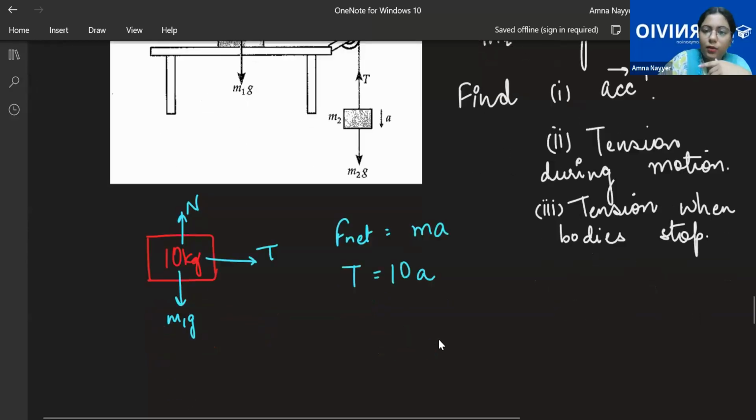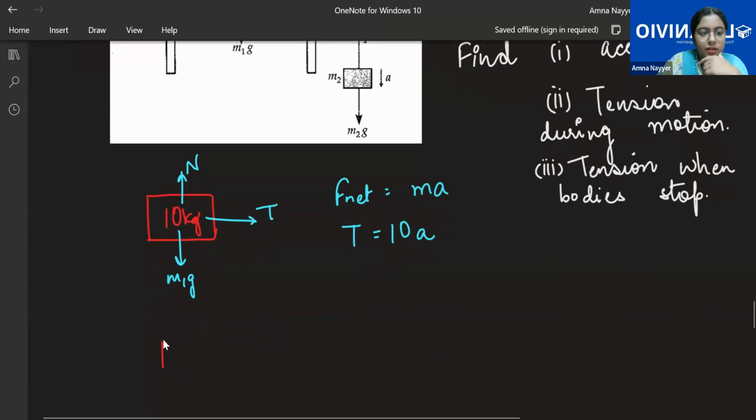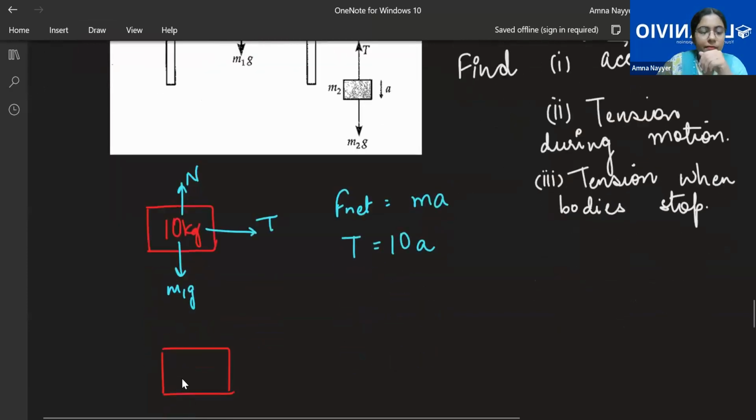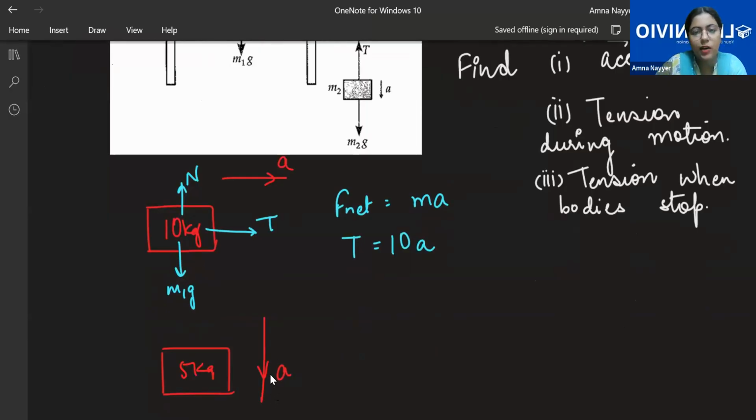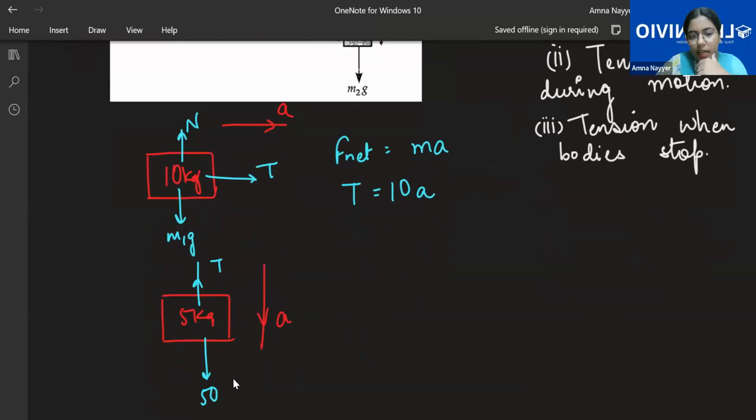So what we'll do, let's come to the second block. This one, which is being hung. What's the mass? 5 kg. 5 kg moving downward with an acceleration. This was moving downwards, and upwards a tension force is acting, and downwards 50 will act. 5 into 10, mg will be equal to 50. Now tell me the equation for this one.